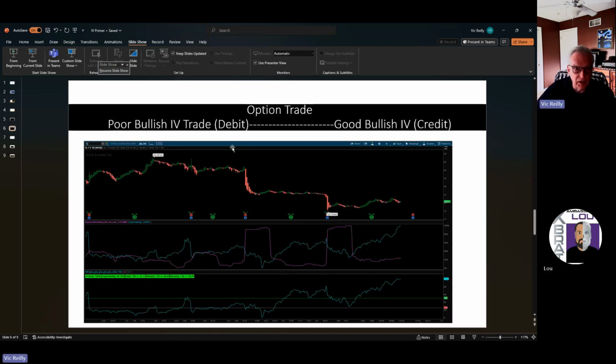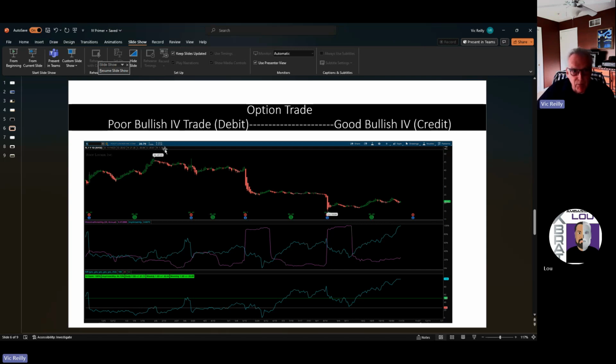So in this particular case, you can see it up here. I say this is a poor bullish IV trade if you want to do a debit type of situation where you're going to be buying a call or buying a put, depending which direction you want to go. But it is a good one if you want to be looking at a credit spread, which, like I said, we'll talk about in future classes.